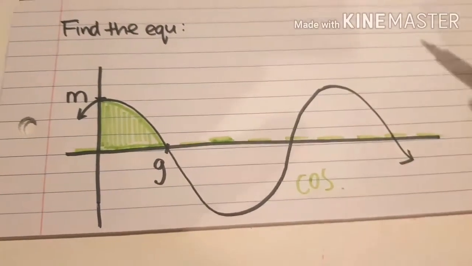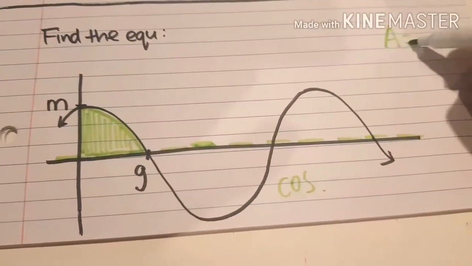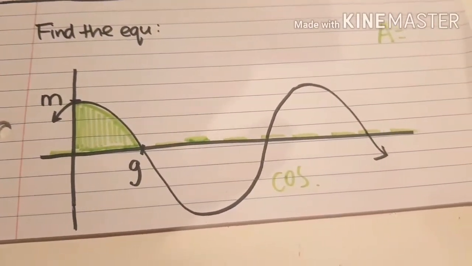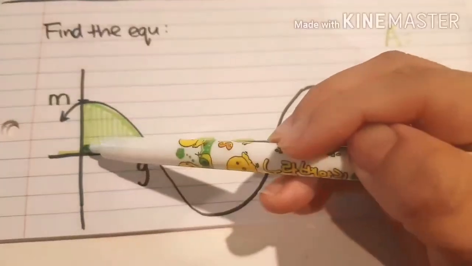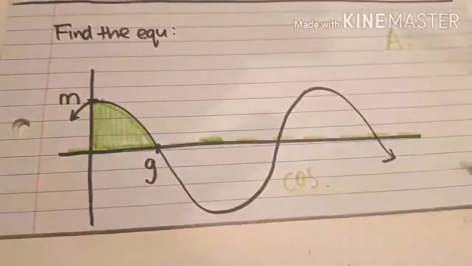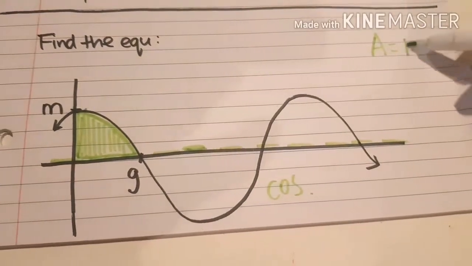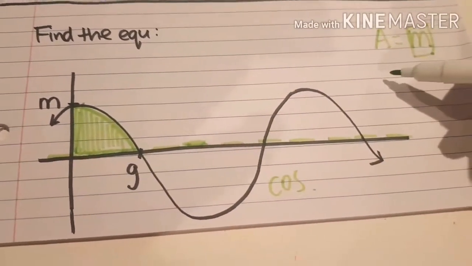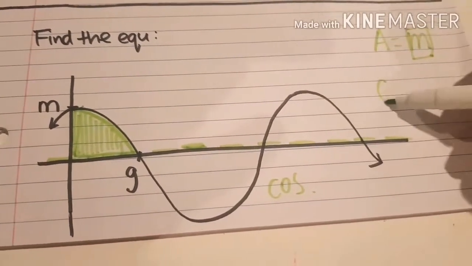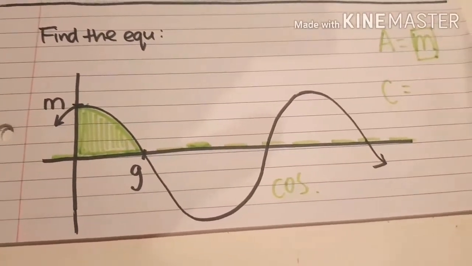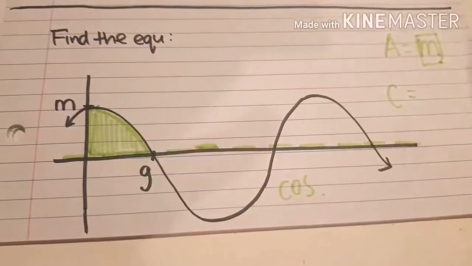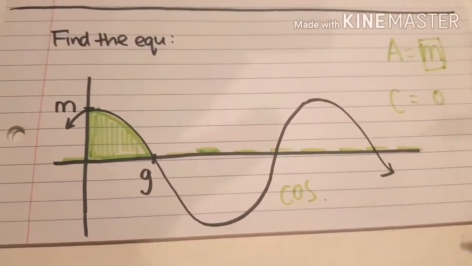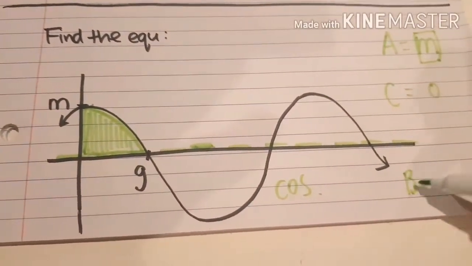Then, what is my amplitude? Yeah, from the midline it goes up by m, so my A value should be m. Okay, what's my C? It's where the midline is, which is 0. Yeah, it's 0. Then what's my B?